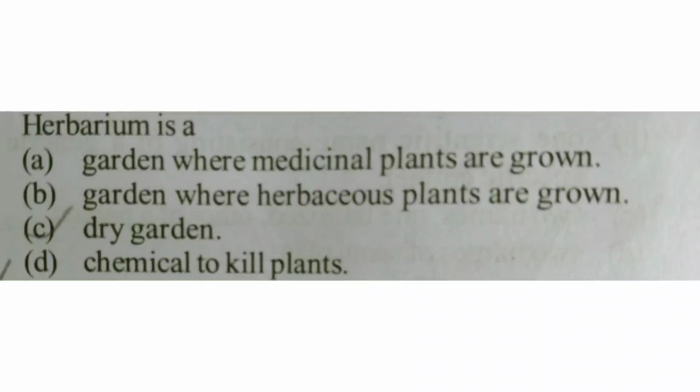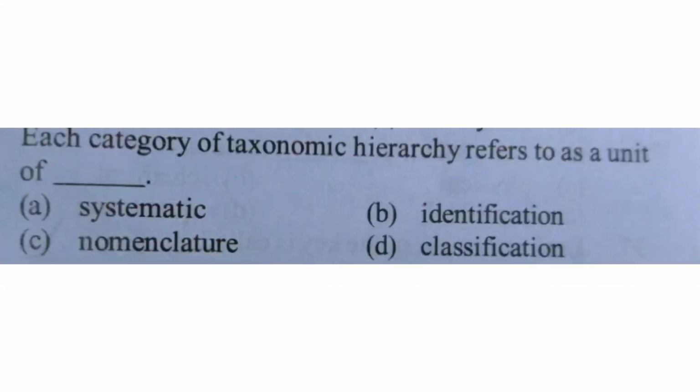Herbarium is A. a garden where medicinal plants are grown, B. a garden where herbaceous plants are grown, C. a dry garden, D. a chemical to kill plants. Each category of taxonomic hierarchy is referred to as a unit of A. Systematic, B. Identification, C. Nomenclature, D. Classification.